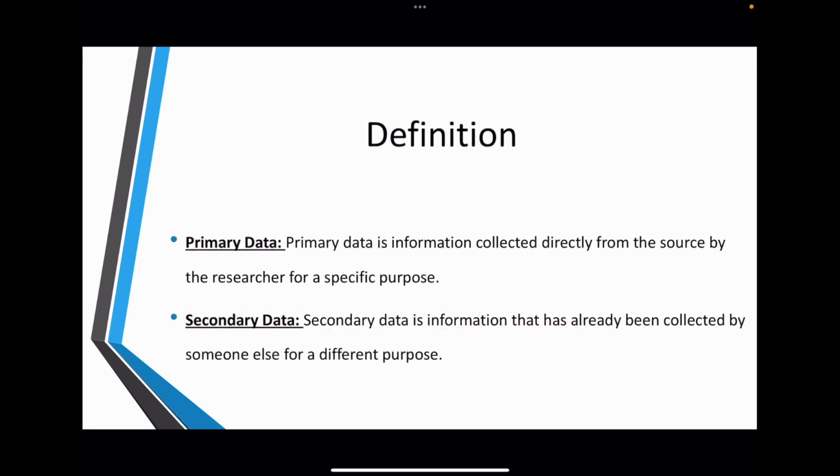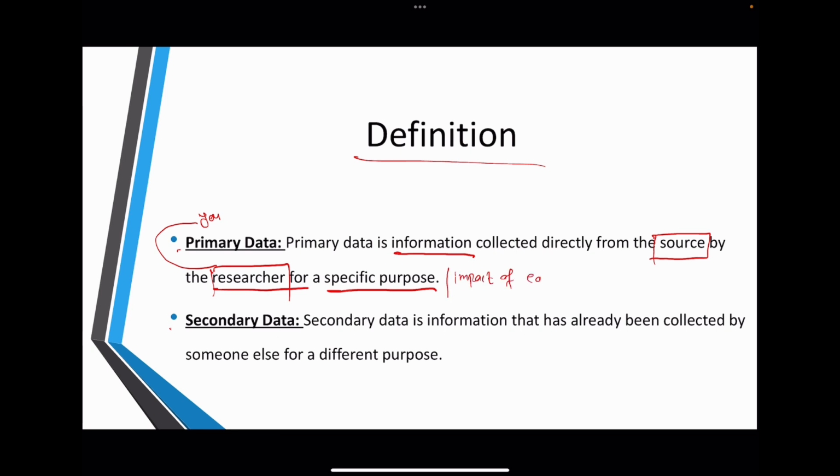While defining primary data and secondary data, primary data is information collected directly from the source by the researcher for a specific purpose. So for this definition, let's consider you are the researcher. And a specific purpose is, let's say you are going to examine the impact of education on income.